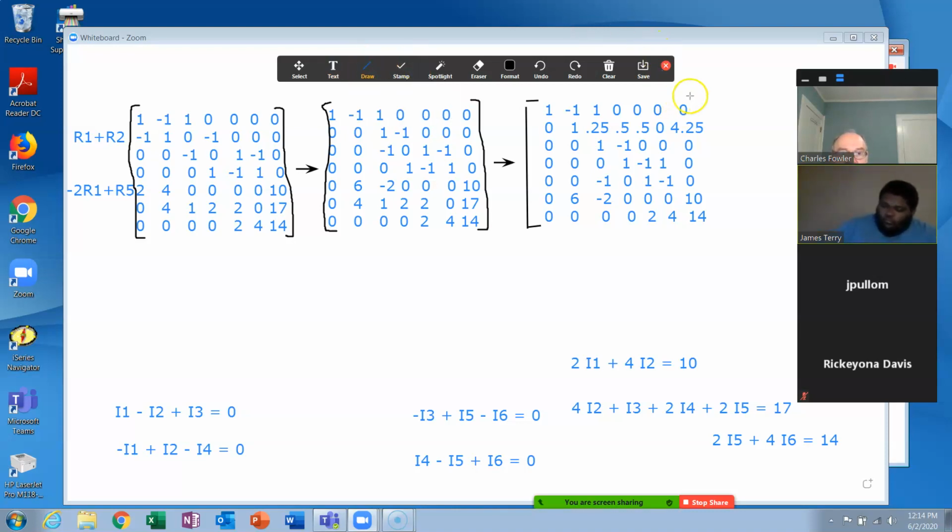Okay. I'm going to box in my matrix. There's supposed to be a vertical line, a horizontal line. And here's supposed to be a vertical line.